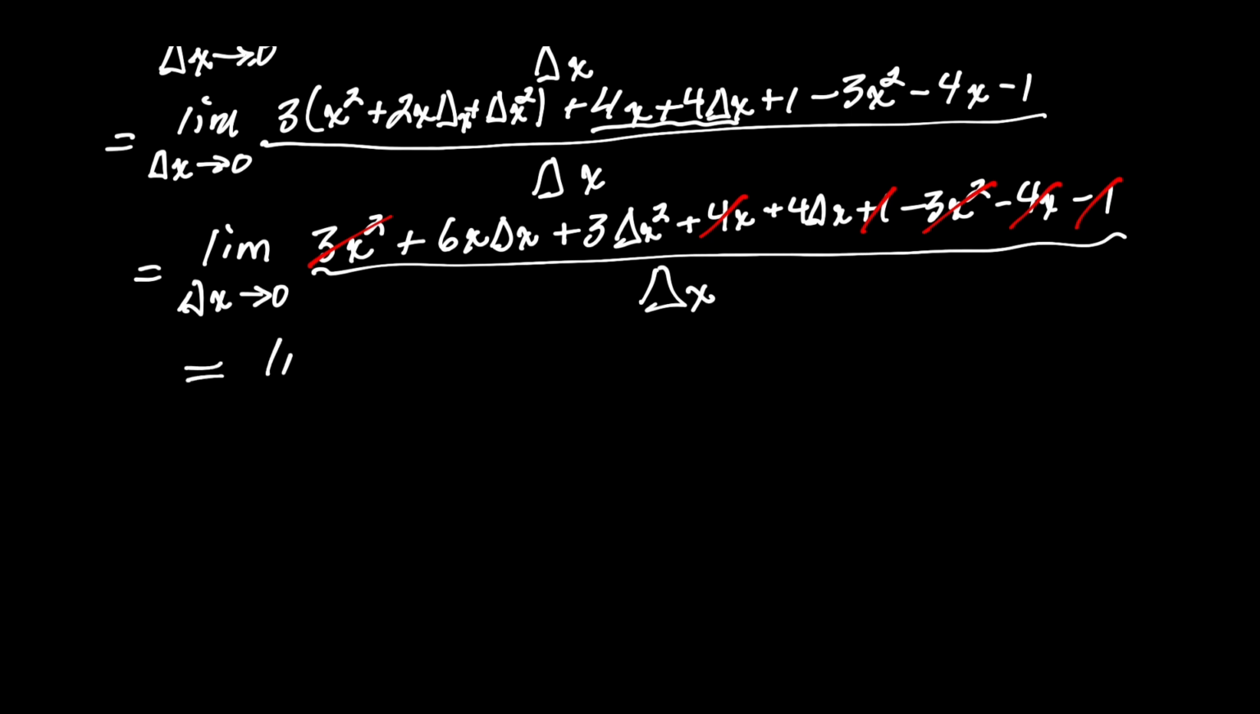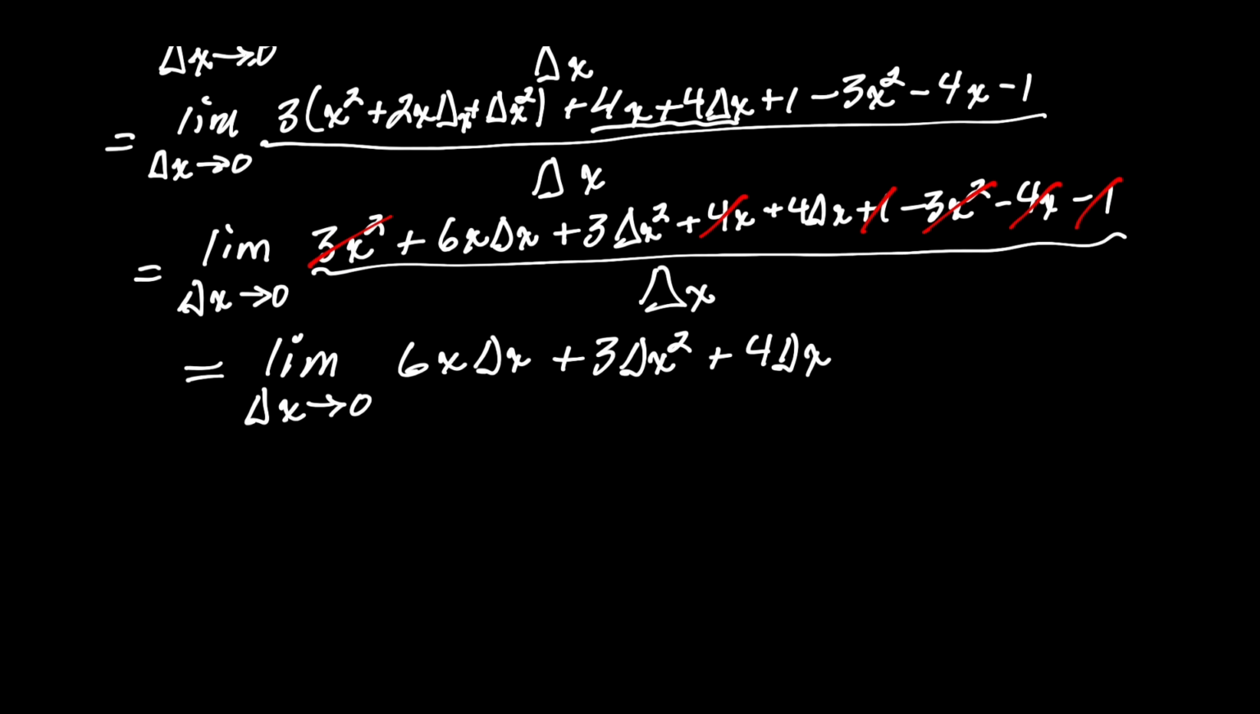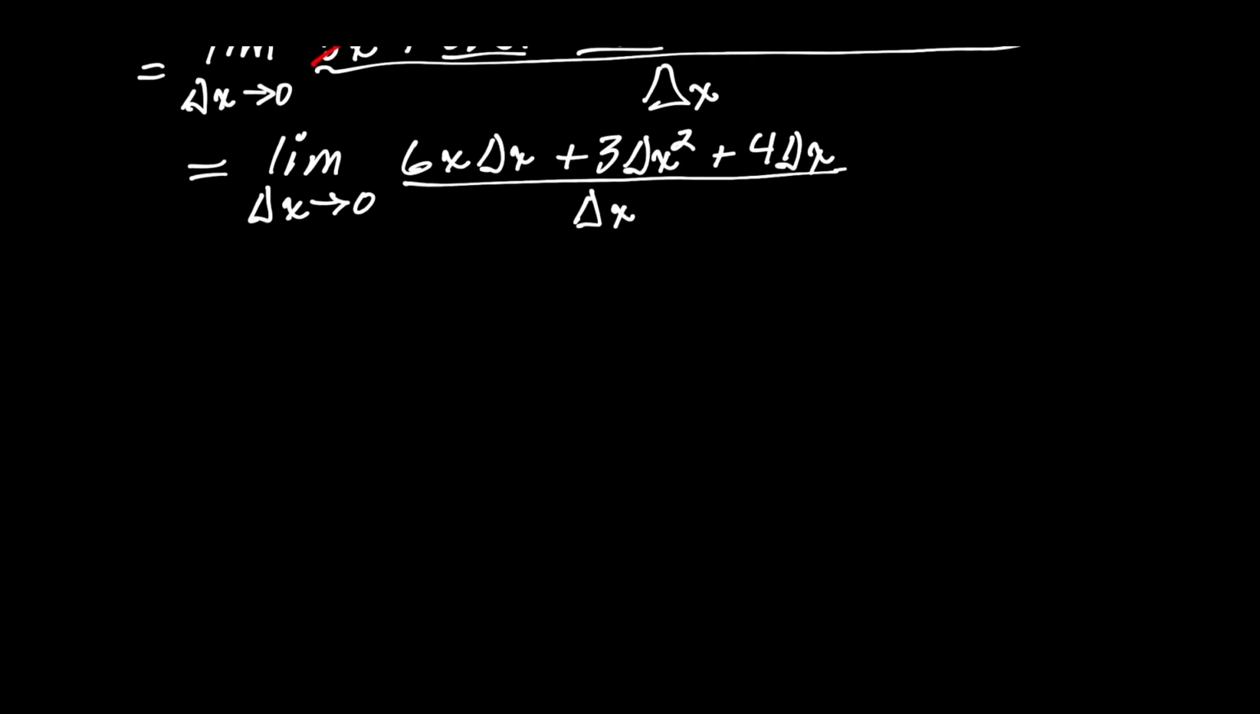So equals the limit. Can't get rid of this until we go to direct substitution, correct? So it's 6x delta x plus 3 delta x squared plus 4 delta x. And let's see, that's it. 1, 2, 3 things. And it's all over delta x. So a lot of times you can tell if you're doing these right if you have all delta x's left up in the top, because we're going to factor a delta x out to cancel with the one in the denominator. So let's do that next.